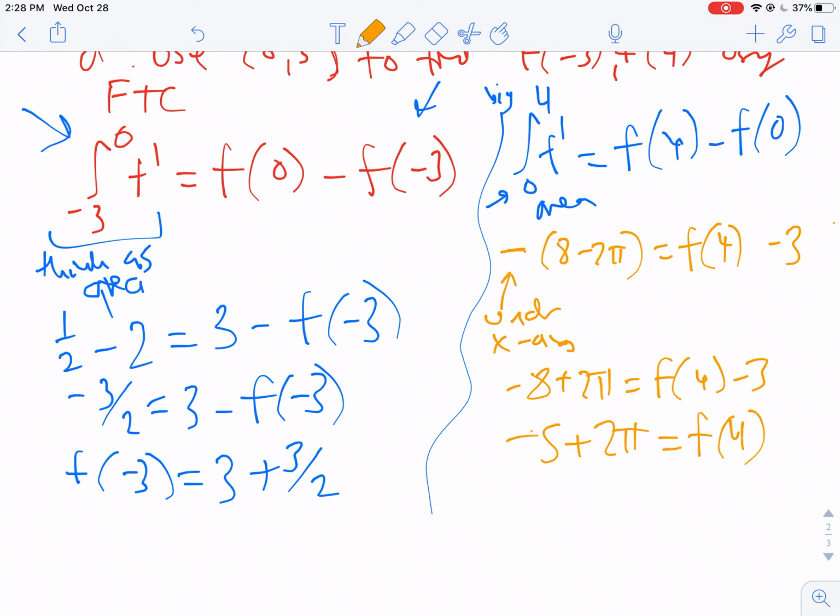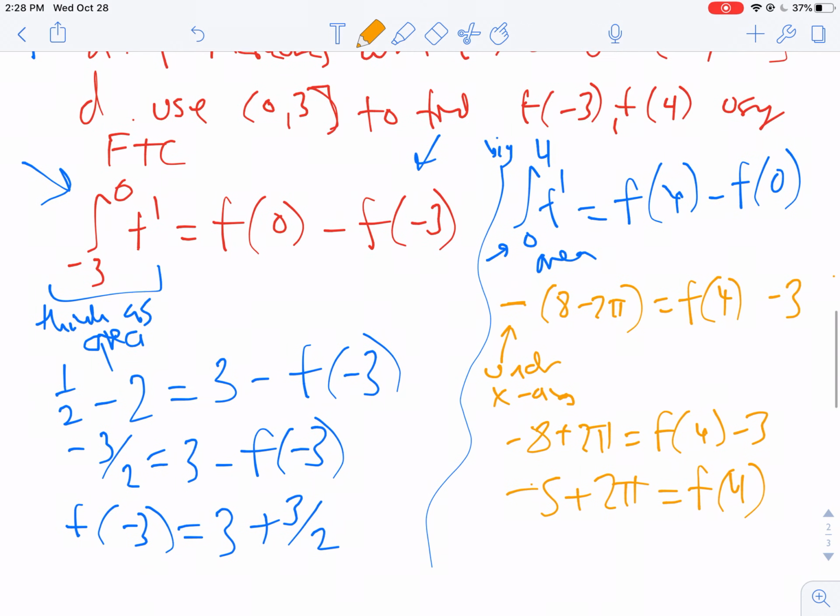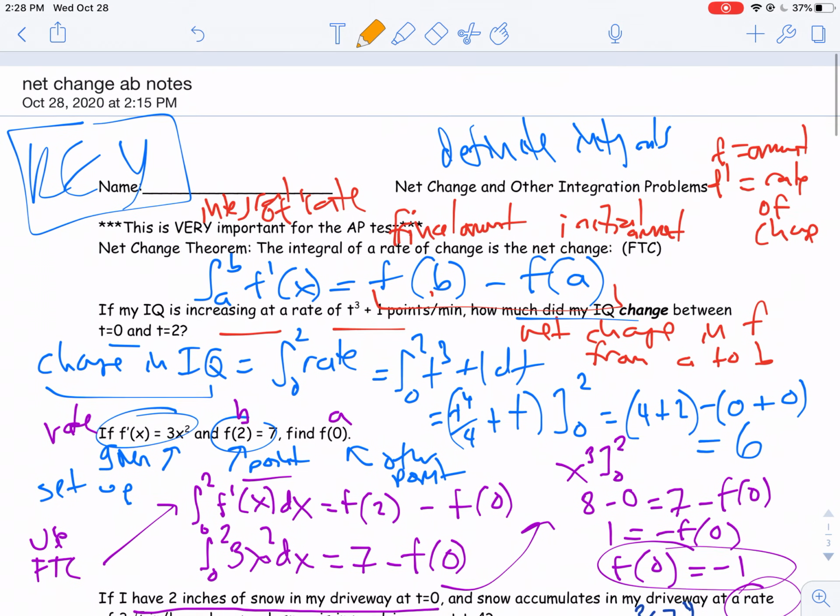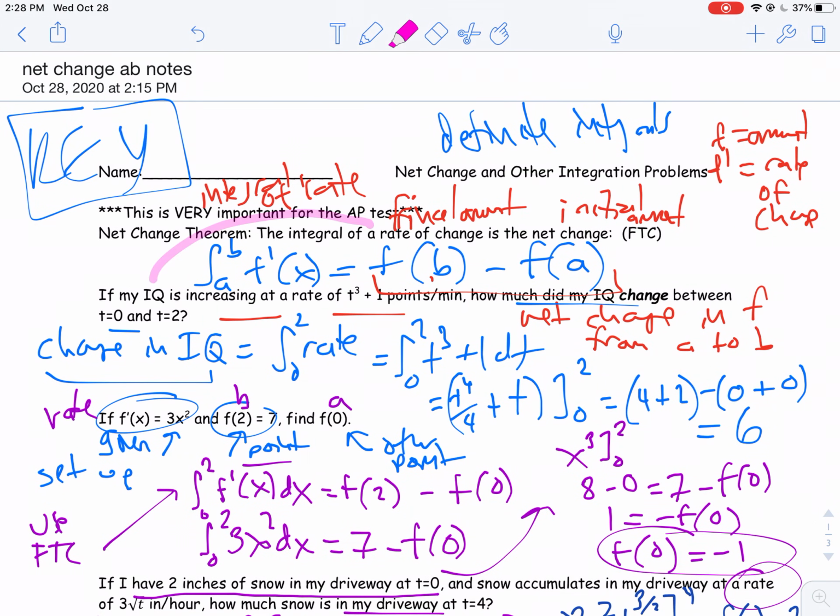Okay, so that's the fundamental theorem of calculus applying to these problems. This is just a smattering, and we're going to see this come up time and time again throughout the year. But just make sure that you have this setup right here. This integral of f prime from a to b is f of b minus f of a. And think about if you have part of that, like if you have the f prime and you have a point, you can use this to find the other.